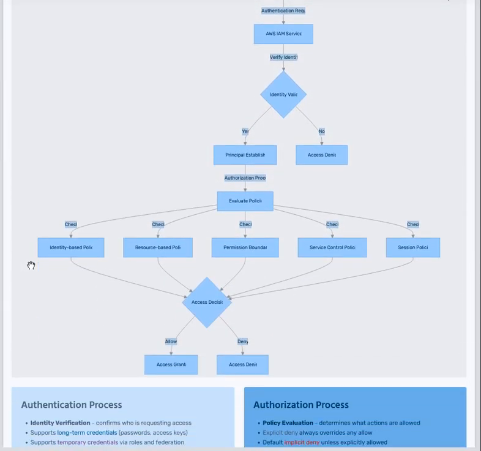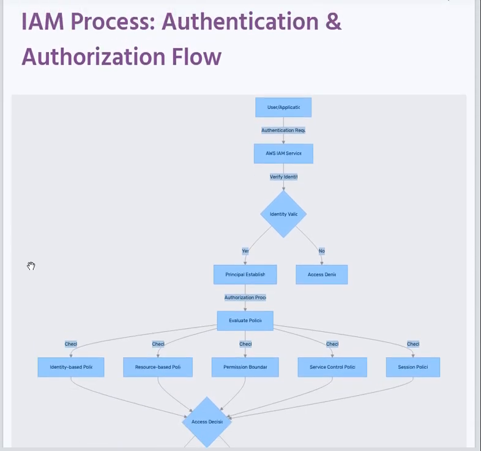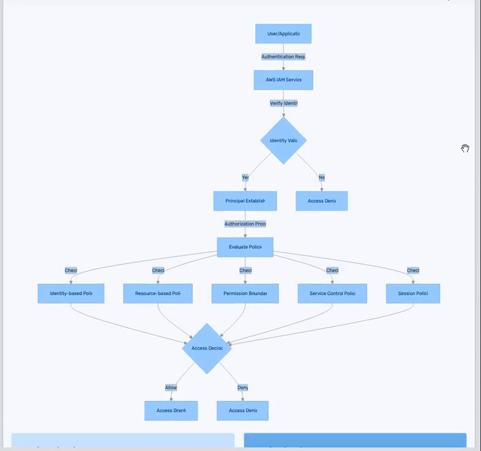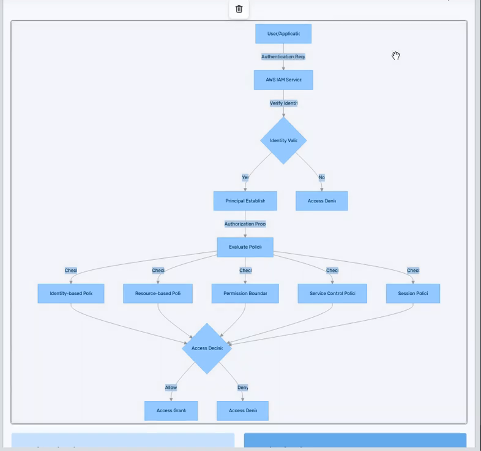So I'm going to go through the IAM process, authentication and authorization process. I've got a flow chart diagram. It's used for an application which needs an authentication request, right? Let me have a look at it.